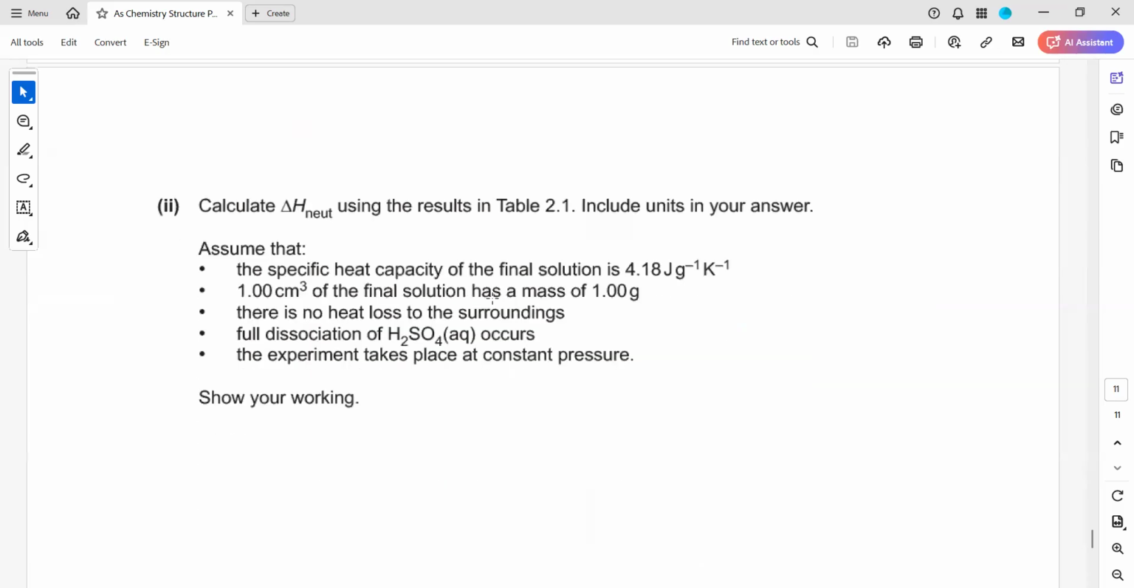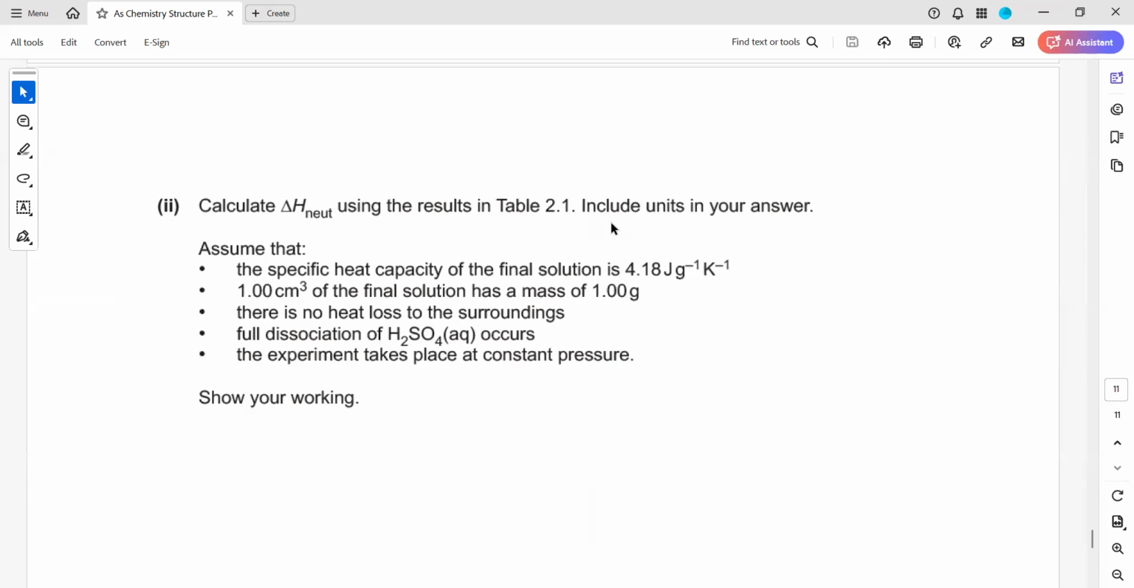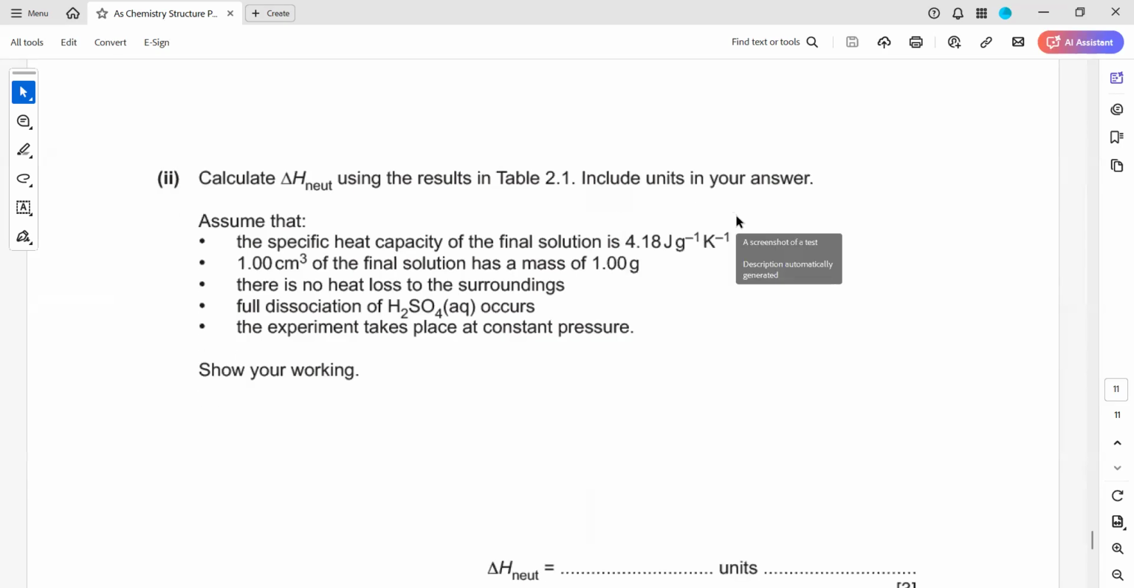Now, calculate the enthalpy change of neutralization using a table and include the unit in your answer. The specific heat capacity is given to you. 1 cm cube of the final solution is 1 gram. There is no heat loss to surroundings. Sulfuric acid fully dissociates, and the experiment is taking place at constant pressure. So the enthalpy change is energy divided by mole. When two reactants are there, we always use the moles of the limiting reagent.